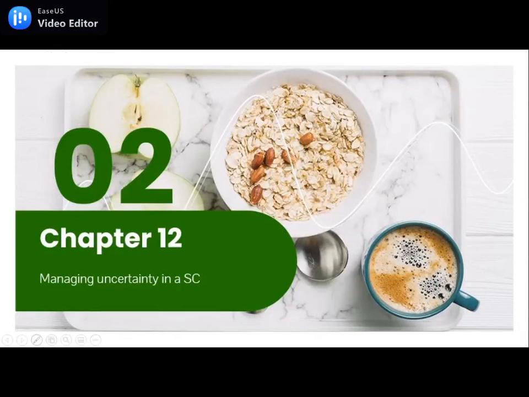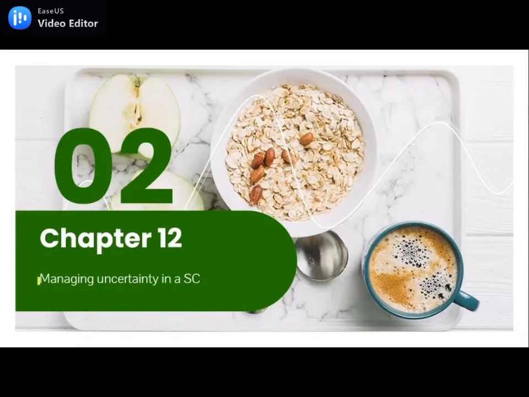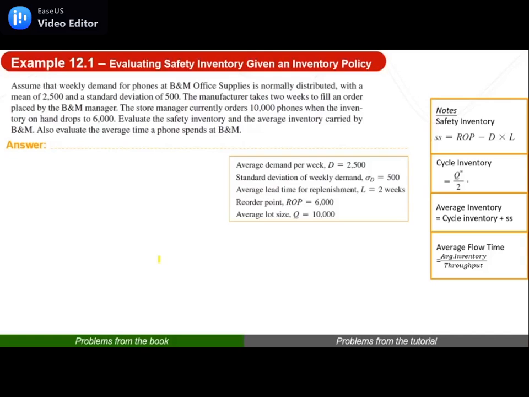Okay, next is chapter 12, managing uncertainty in a supply chain, because in reality the demand is uncertain, and the supply may also be uncertain, unlike the previous chapter. This is example 12.1 about evaluating safety inventory given an inventory policy.